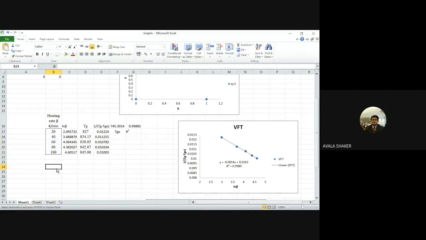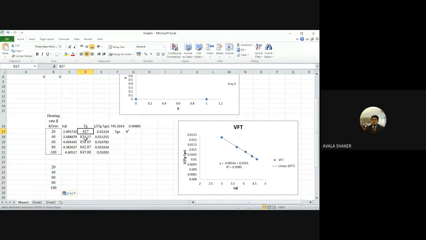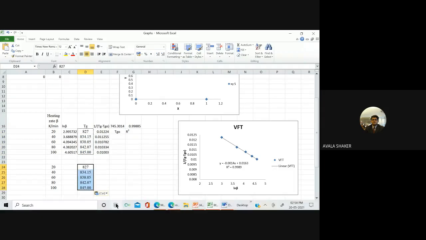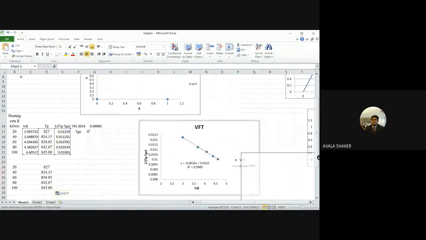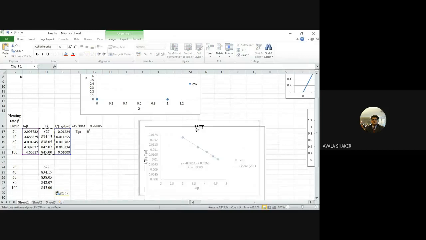I'll just do it, paste it down only. This is my data which is to be analyzed. Okay, let us take it away. Will you zoom in?